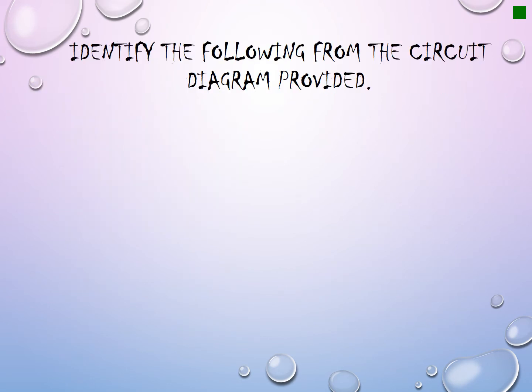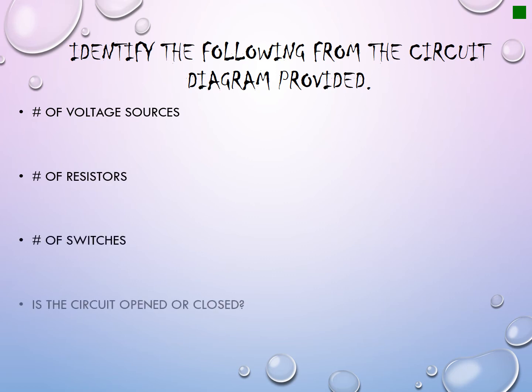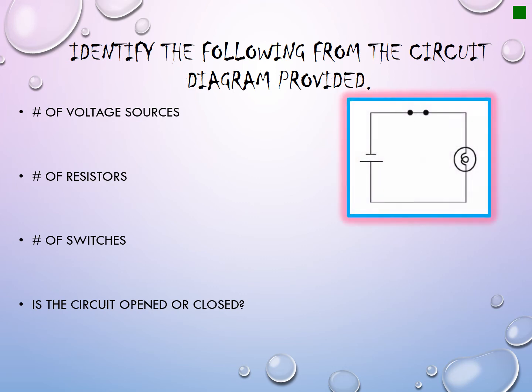Okay? All right, so let's identify the following from the circuits provided. We have to find the number of voltages, the number of resistors, the number of switches, and whether the circuit is open or closed. Remember, an open circuit does not work, a closed one does. All right, so we've got our first one.